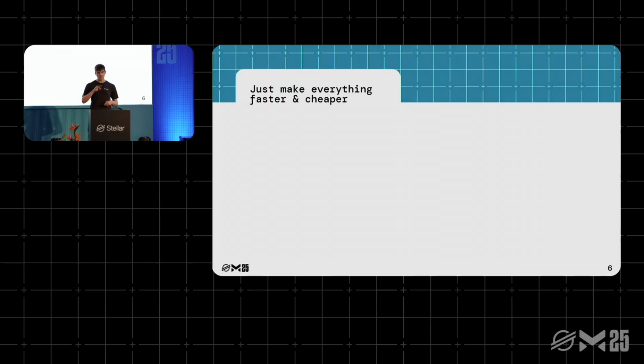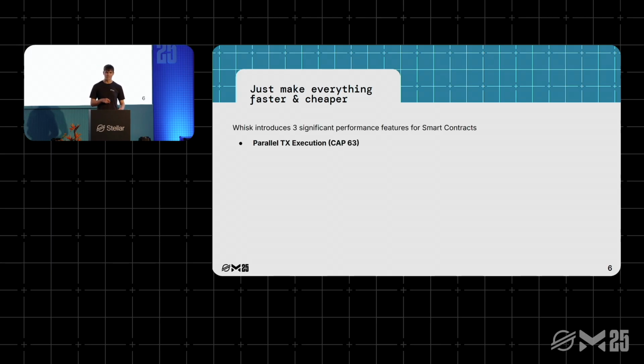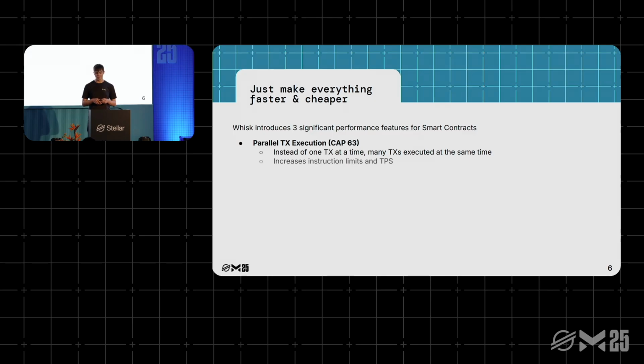There are three primary features that we shipped, but the overall category is this: across the board, smart contracts just got faster and cheaper. We accomplished this first by introducing parallel transaction execution with CAP-63. Prior to Protocol 23, we just executed one transaction at a time in a sequential manner. But with CAP-63, many transactions can now be executed at the exact same time. This greatly increases the instructions that we're able to put through the network, as well as makes our transaction throughput faster and higher.